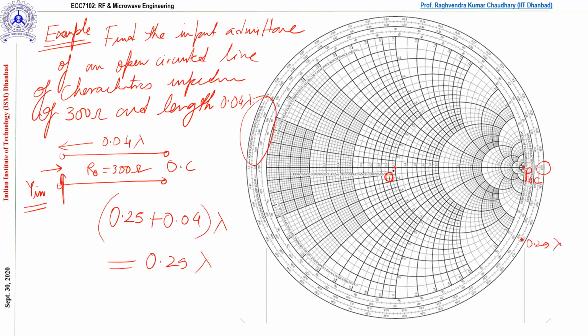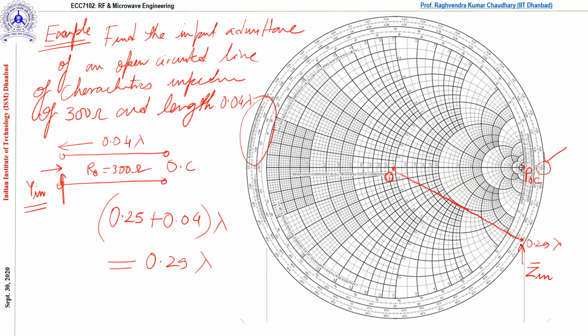Now what you need to do, you just match these two points. It means what? This is Z in bar, because from the open circuit you traveled 0.04 and you reach the scale 0.29 lambda, which is nothing but the location at the generator side.